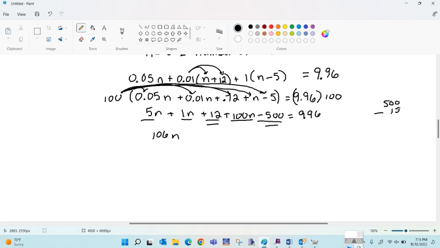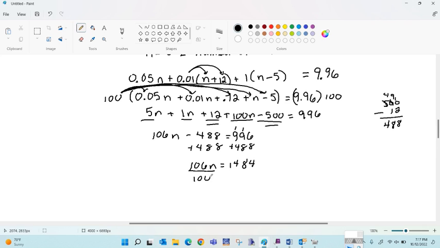I have 12 minus 500. 500 minus 12. Wait, you said 12 minus 500. Yes, I'm going to have a negative in there. 488. So minus 488 equals 996. Now it's getting easier. Add 488. So 106n equals 1484. 1484 divided by 106.